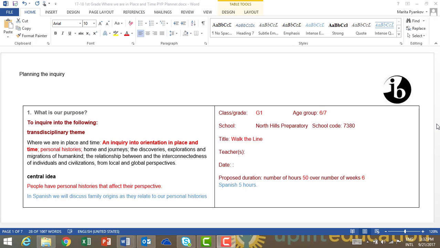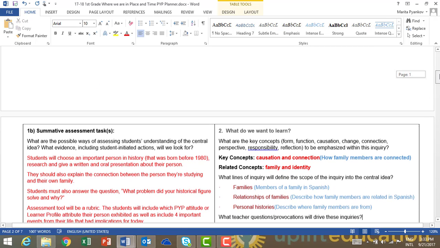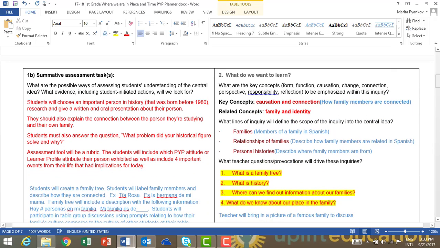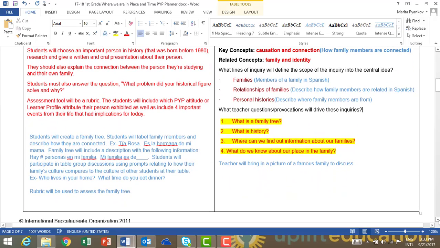Now, let's move down to box 1B. In box 1B, we'll look at the summative assessment tasks. And again, the part that I have added in blue down here has to go back and show that we are assessing the central idea, which for the classroom is people have personal histories that affect their perspective.